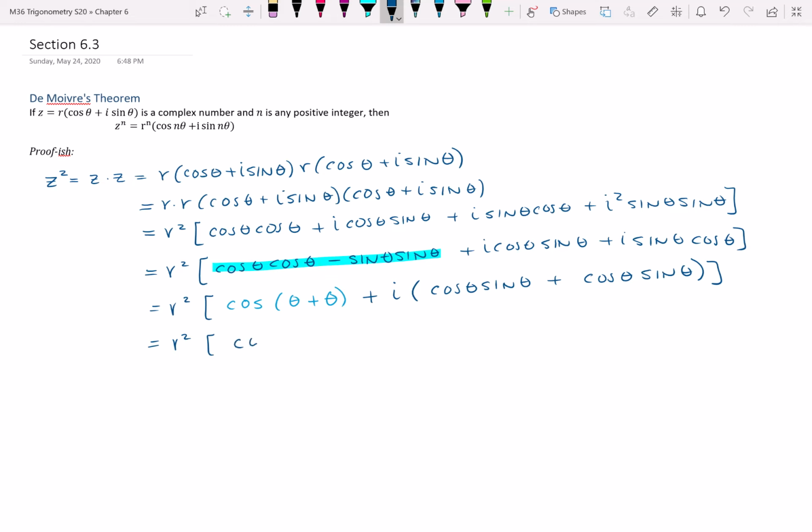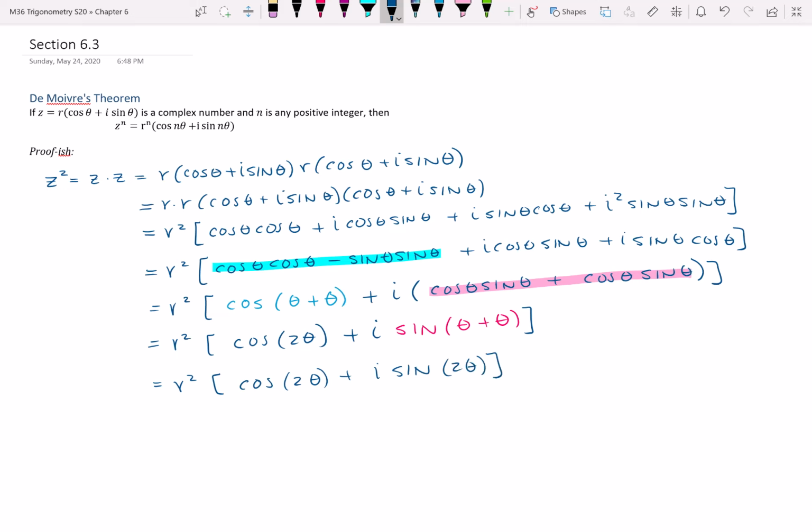So here we get cosine of 2 theta plus i, and again this here is also an identity like I mentioned, and this is going to be the sine of a sum. And so this ends up being sine of theta plus theta. And so we simplify this, we get r squared times the quantity cosine of 2 theta plus i sine of 2 theta. And isn't that what DM's theorem was saying?